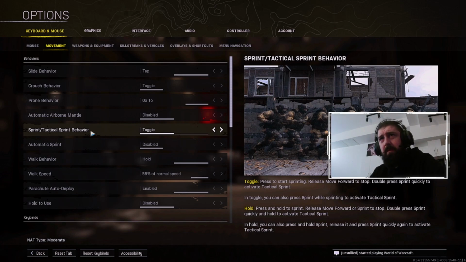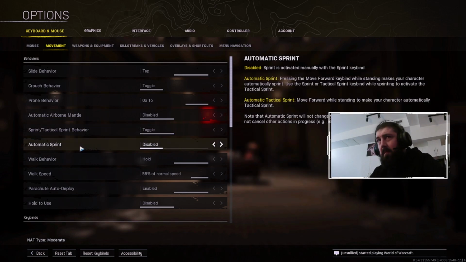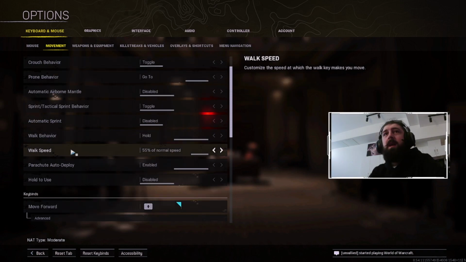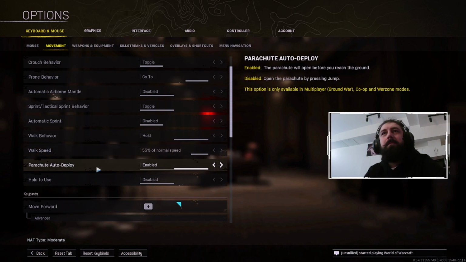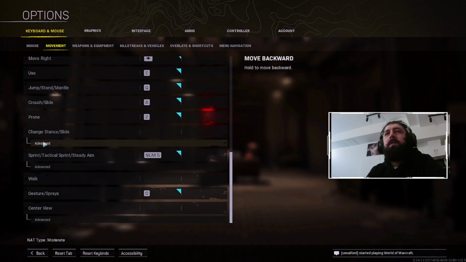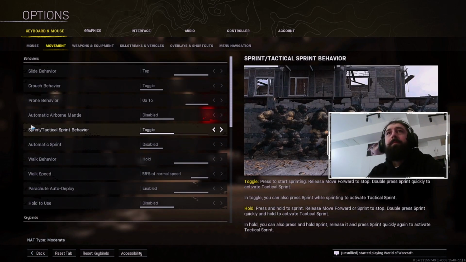automatic airborne mantle disabled. Sprint, tactical sprint behavior toggled. Automatic sprint disabled. Walk behavior hold. You want your walk speed the maximum. You don't want to be walking at 20% normal speed. That's ridiculous. Parachute auto deploy, I have enabled. A lot of people disable this so they can hit the ground faster. And then, of course, these are just my key bindings.